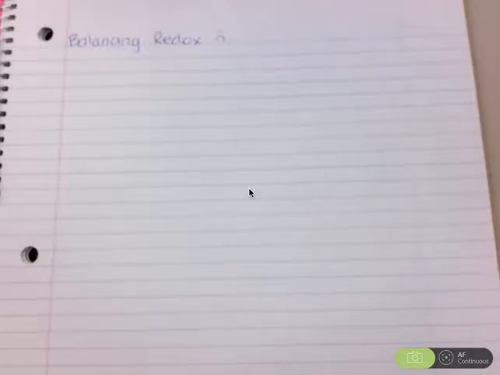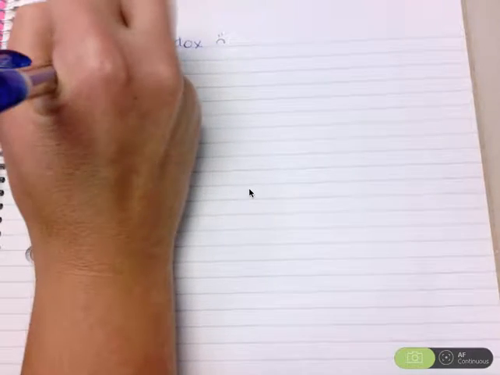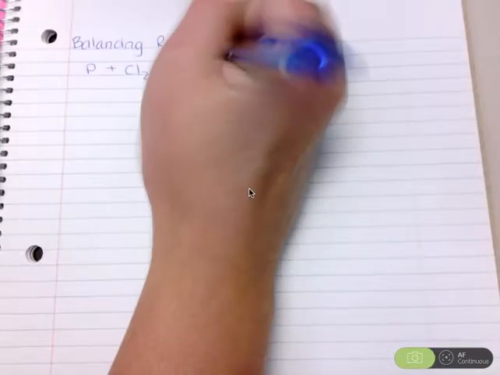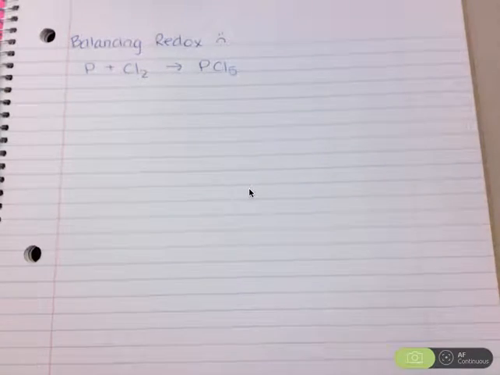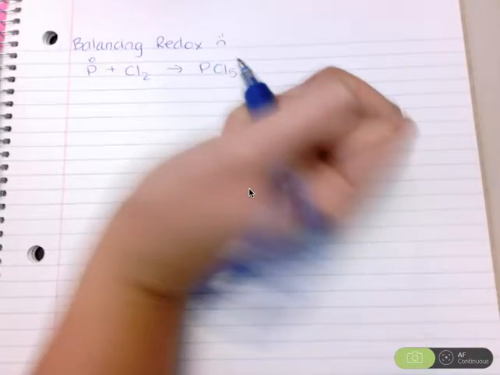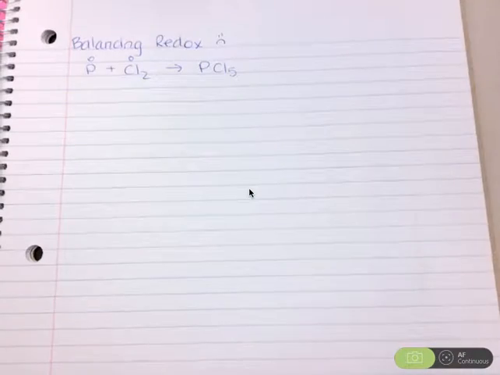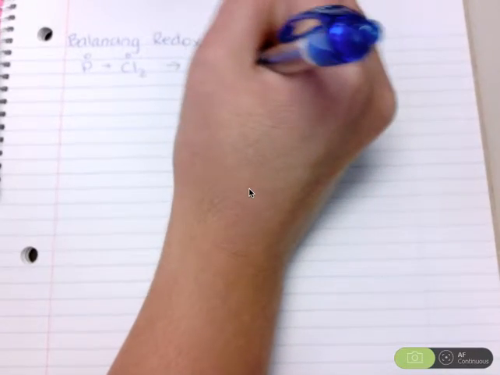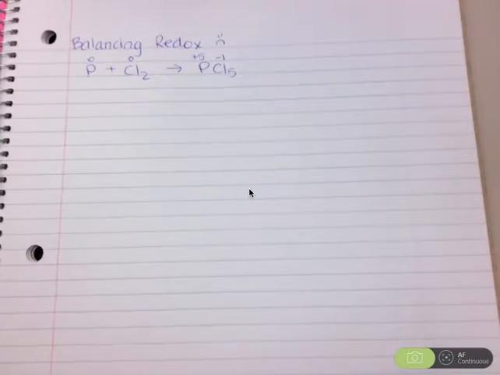We're just going to use these as examples. So I'm just going to write down what the problems say. Our first problem says P plus Cl2 yields PCl5. In this reaction, we know that phosphorus has a 0 oxidation number. Chlorine is in its elemental state, so it has a 0 oxidation number. This chlorine is a -1, but I have 5 of them, making phosphorus have a +5 oxidation number.